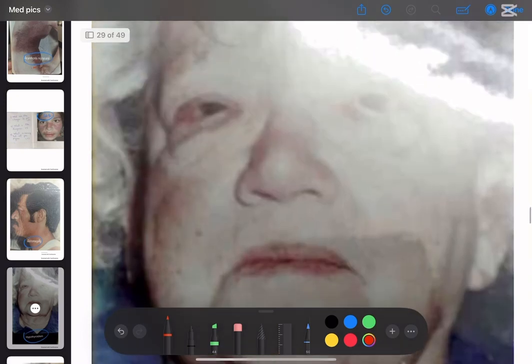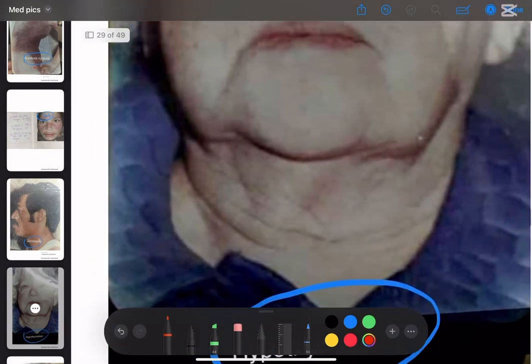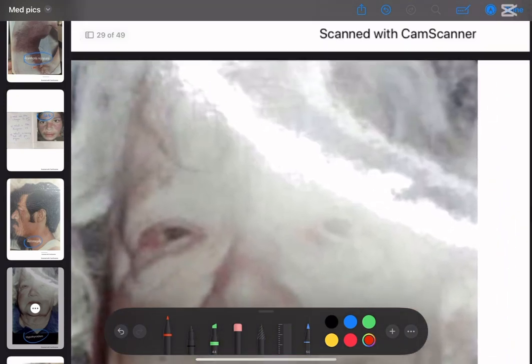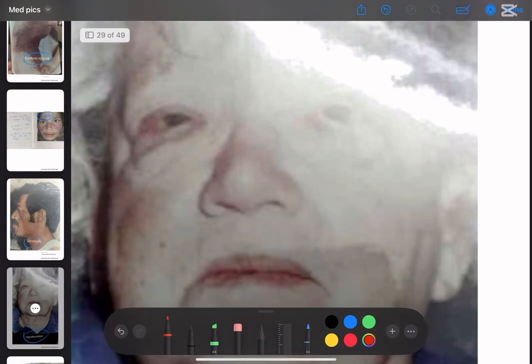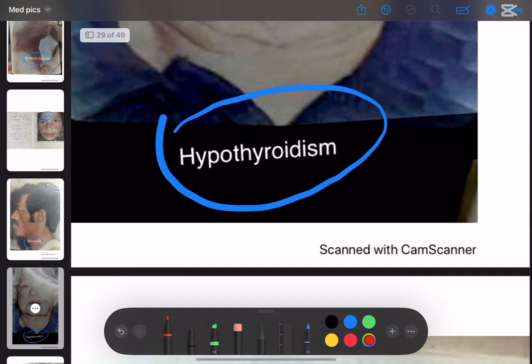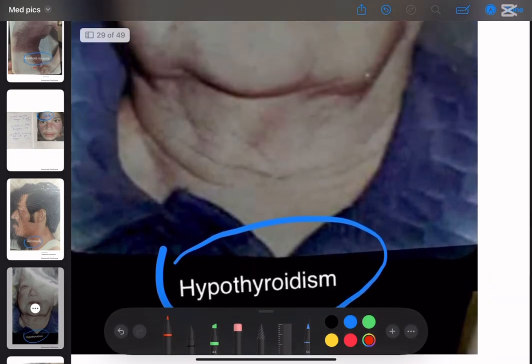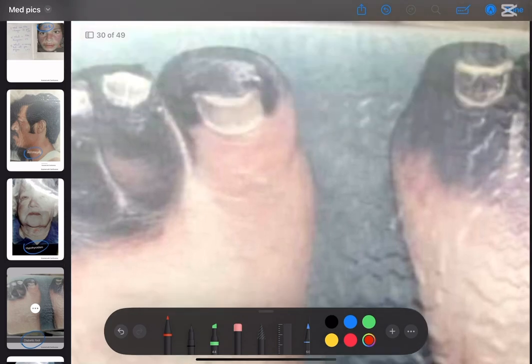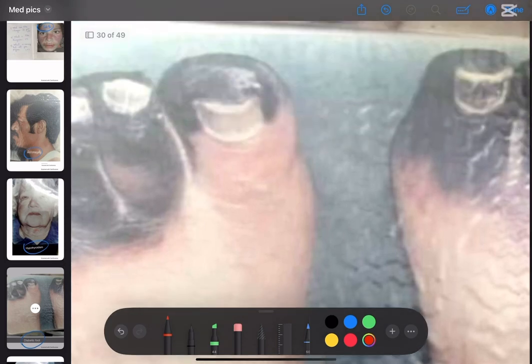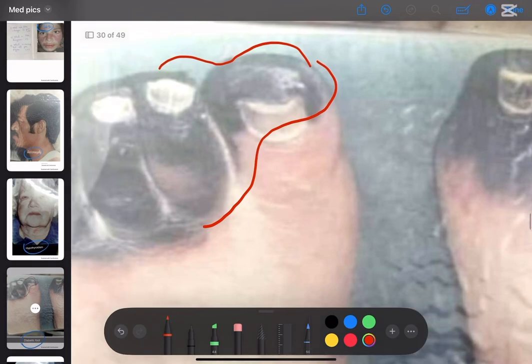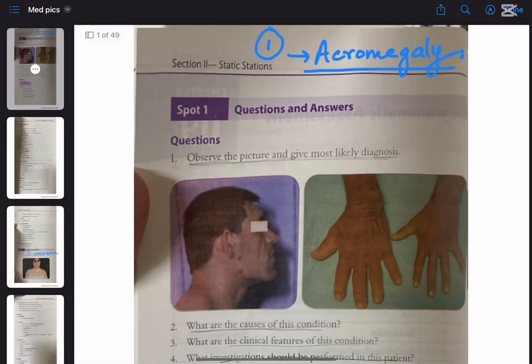Okay, this is hypothyroidism. There is baldness, there is loss of hair, and there is older looking skin, and here we are having the enlarged neck. So this is hypothyroidism. Okay, this is diabetic foot, as there are ulcers present over the toes. So this is diabetic foot.